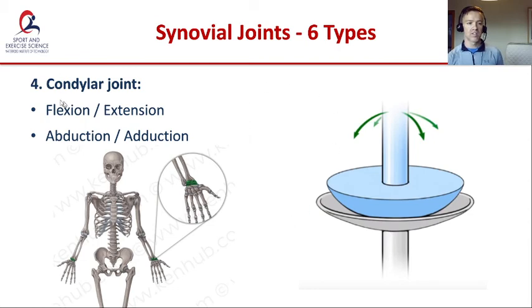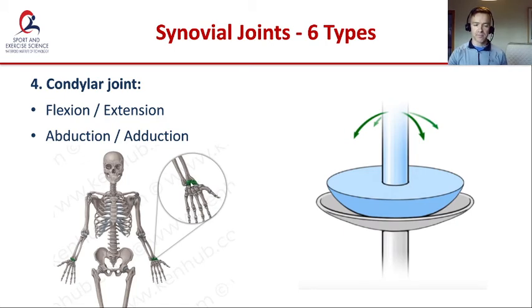Moving on, example number 4 of our synovial joints is a condylar joint. A condylar joint is somewhat similar. It's like a shallow ball and socket joint, if you will, and allows 4 types of movement: flexion and extension, abduction and adduction. And an example of that is the bones of your wrist.